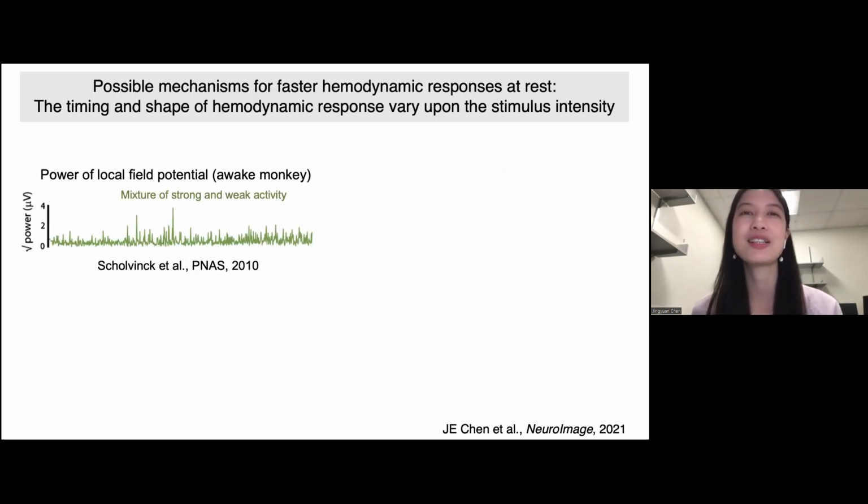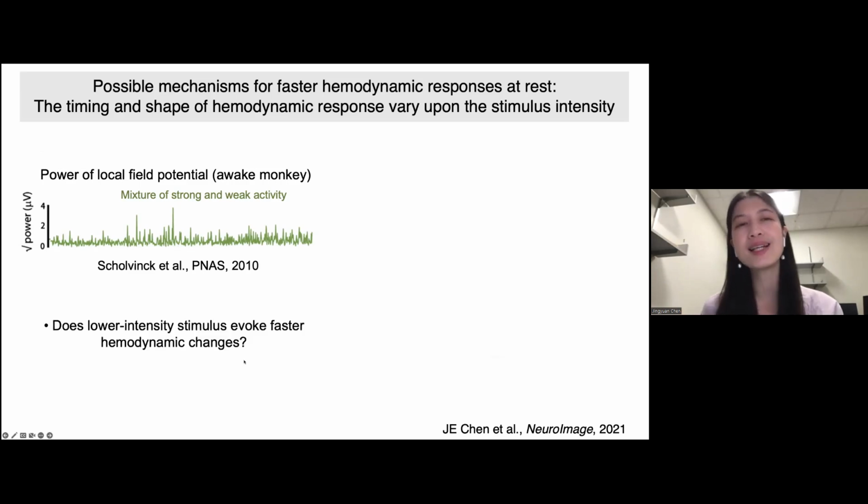So the question next is why these hemodynamic responses can be faster than the conventional characterization using strong stimuli. One possibility we were thinking is, for instance, in a task-free condition, your brain's neuronal activity is not at a constant strong level. If you look at the local field potential, you can see there are varying levels of neural activity throughout the entire scan and monkey acquisition. And then it's a mixture of those strong responses and the weak activity.